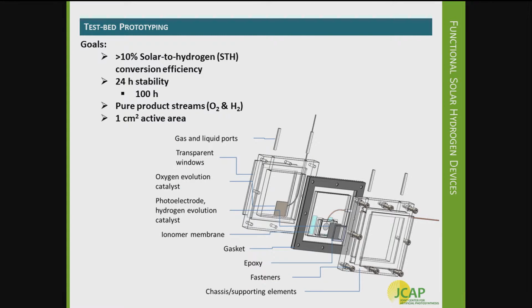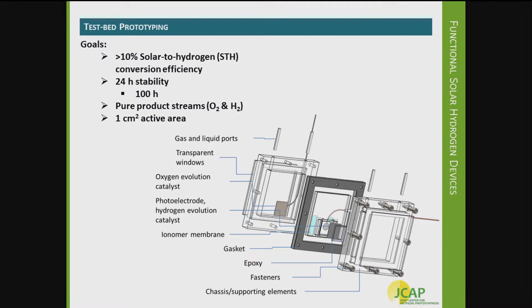photocathode illuminated devices. So the goals of JCAP can be pretty succinctly stated here in terms of the prototyping efforts. We want to achieve greater than 10% solar hydrogen conversion efficiency in an overall water splitting device with a demonstrated stability of at least 24 hours with a stretch goal of 100 hours for initial demonstration purposes.